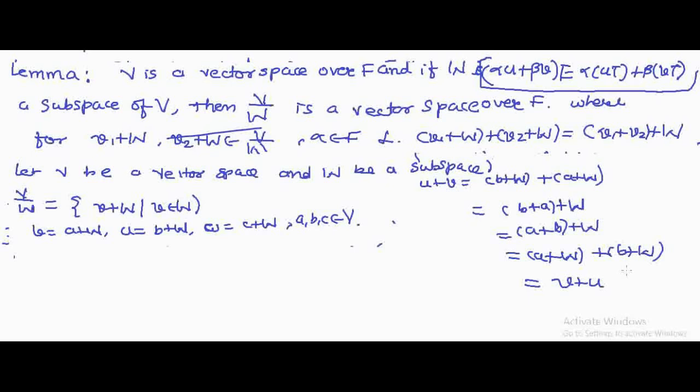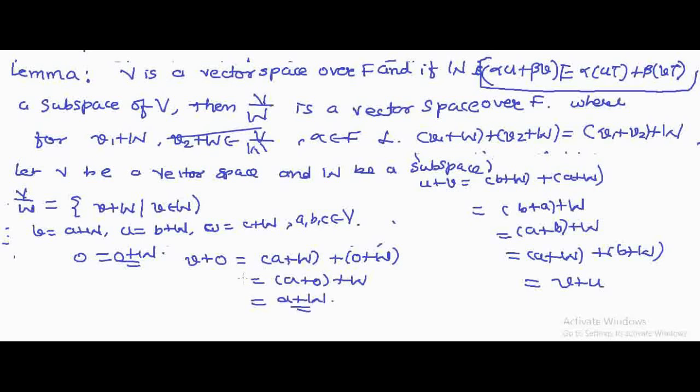Commutative property is satisfied. Now what is the 0 of this set? If we take 0 + W, look at this, then v + 0 equal to, v means a + W, plus 0 + W. This is equal to (a + 0) + W equal to a + W, and therefore this 0 plays a role of identity element.